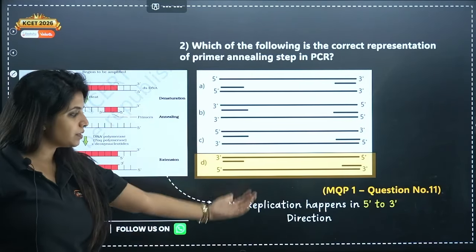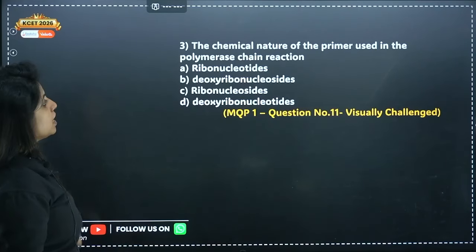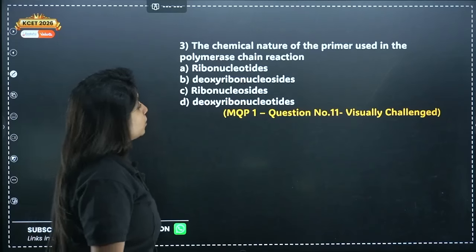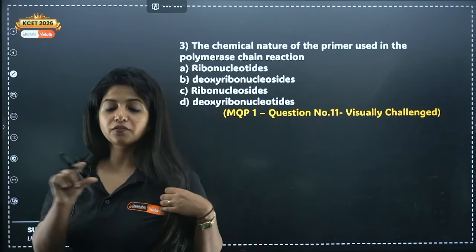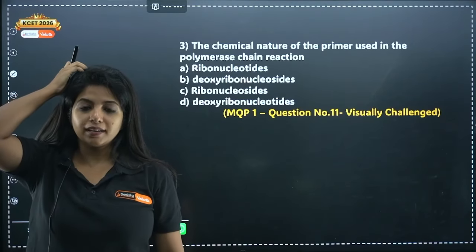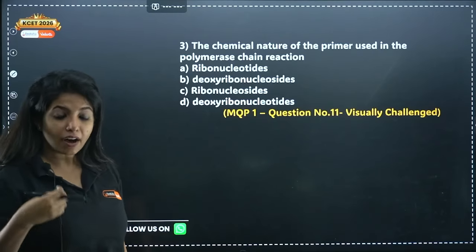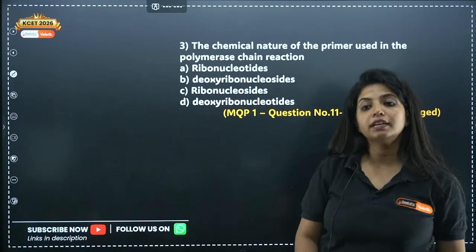DNA replication happens in the 5' to 3' direction. Next question. The chemical nature of the primer used in the polymerase chain reaction is? The chemical nature of the primer. The primer that we are going to use over here in polymerase chain reaction, my dear children, how will it be? Is it made up of RNA? Is it made up of DNA nucleotides? It is usually DNA nucleotides.